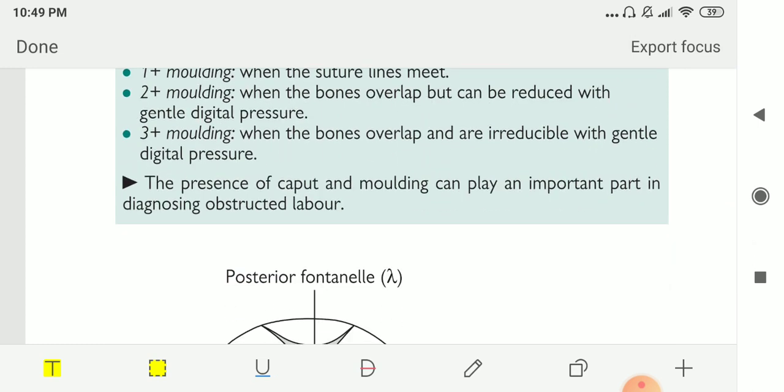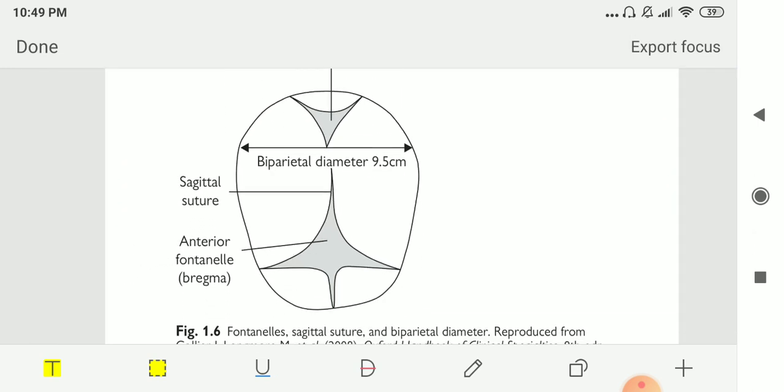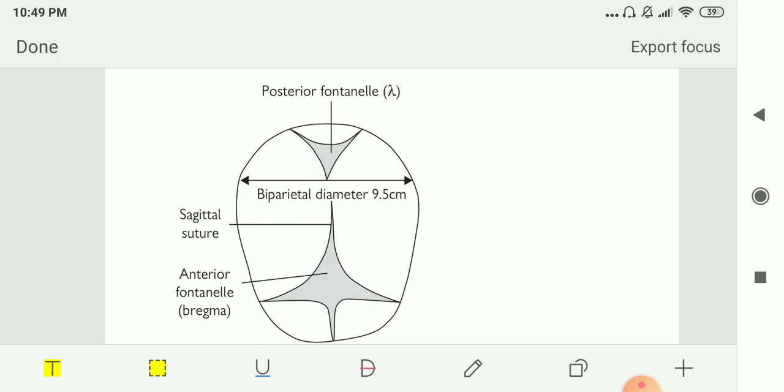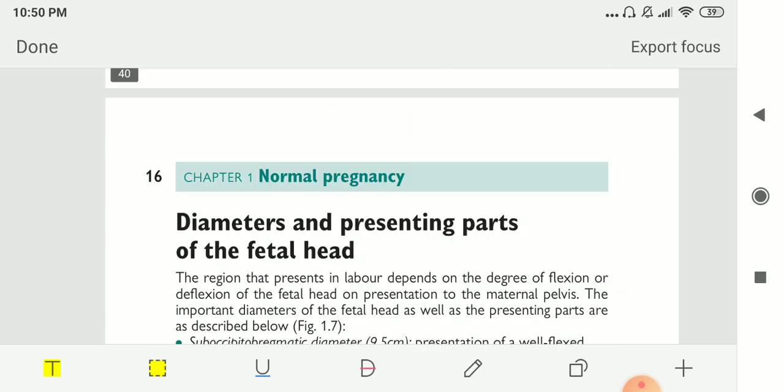This is the fetal skull, and we can see here the posterior fontanelle and the anterior fontanelle. It is a diamond shape, and the anterior is larger than the posterior fontanelle. Here they mention the biparietal diameter. The biparietal diameter is the diameter from one parietal bone to the other, just above the ear. That imaginary line from above one ear to the other ear is the biparietal diameter, and it is about 9.5 centimeters.